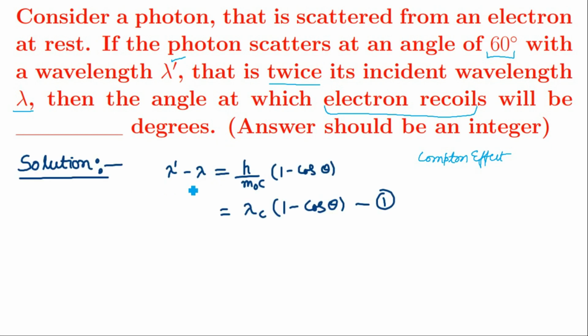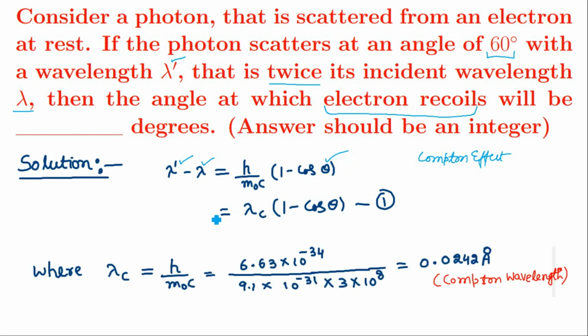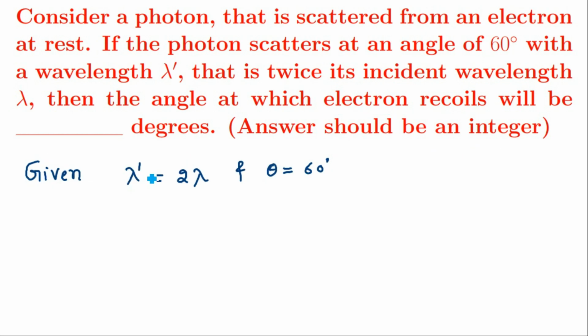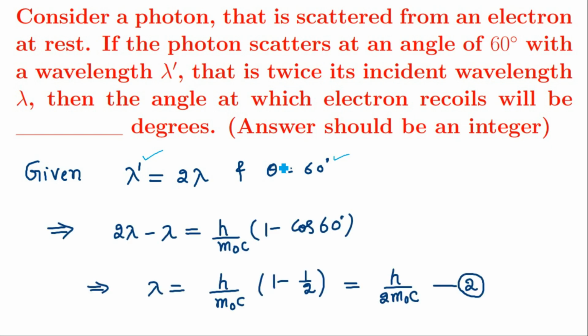In the Compton effect, the relation between the wavelength of the scattered photon and the wavelength of the incident photon is given by this expression. Here angle theta is the angle of scattering. This quantity lambda c, which is h upon m naught c, is also called the Compton wavelength. Now we are given that lambda dash is twice of lambda and theta is 60 degrees. Let us now insert these two values in the Compton equation.